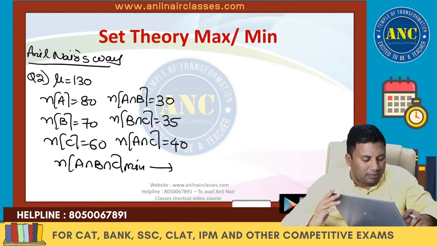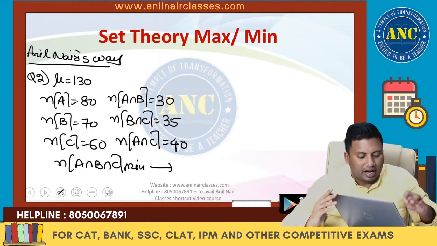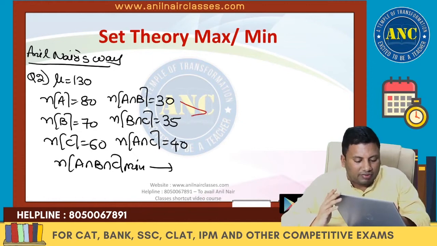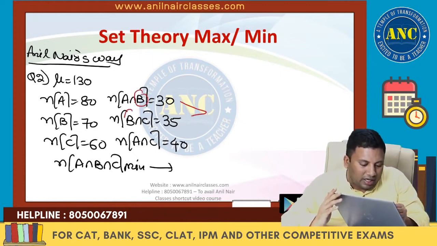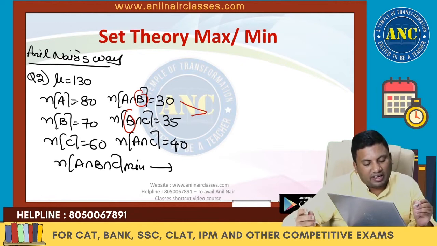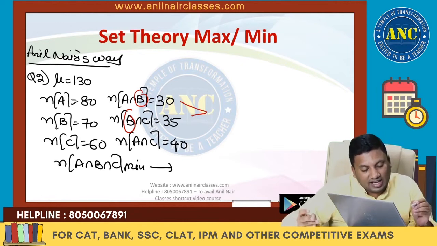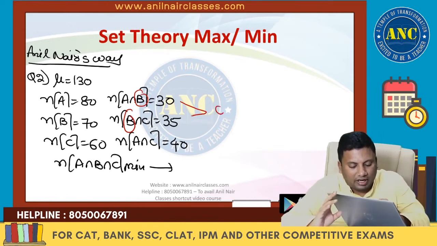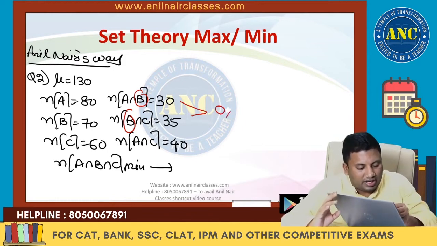I want minimum. See here, sir. 30, 35. What is common here? B. 30 plus 35 is 65. 65 is less than 70. So that one is 0.